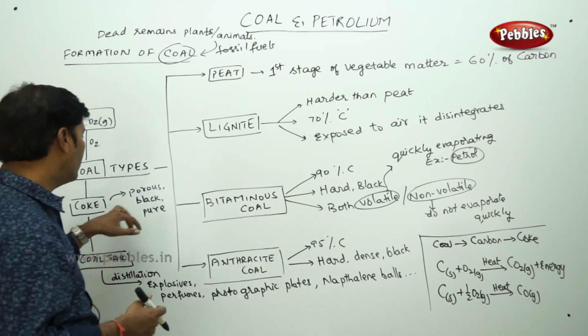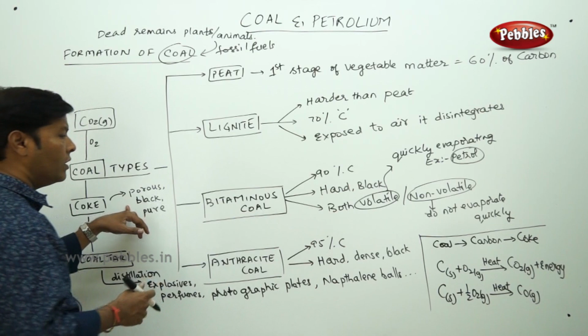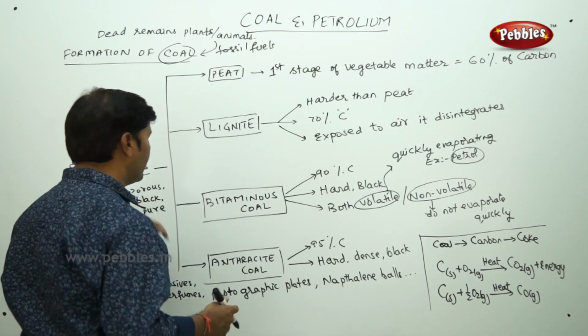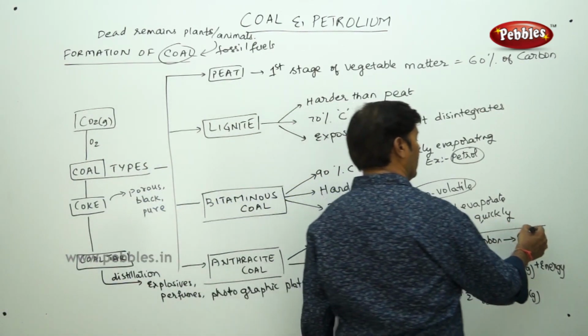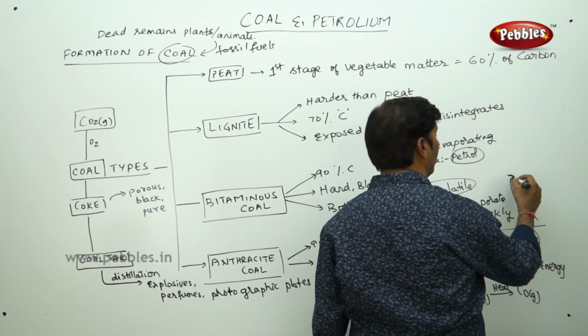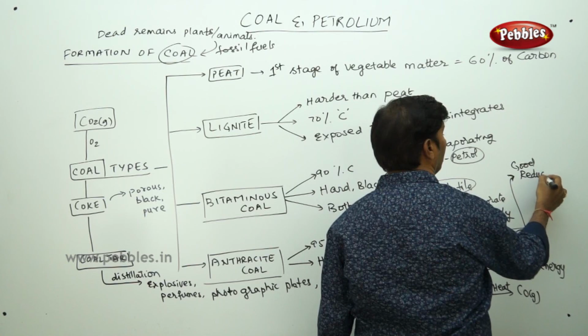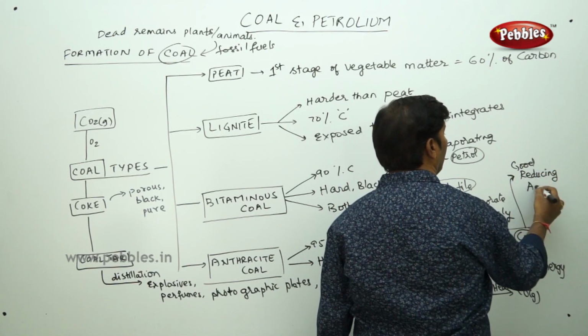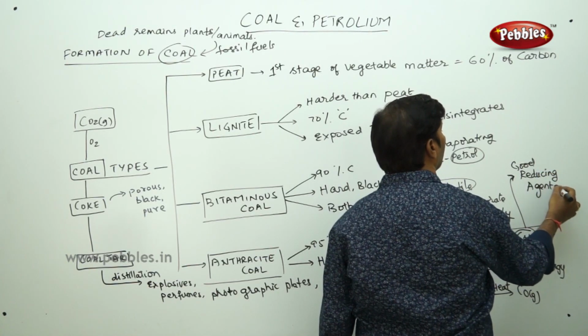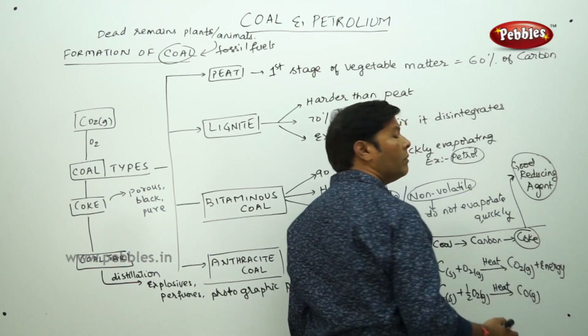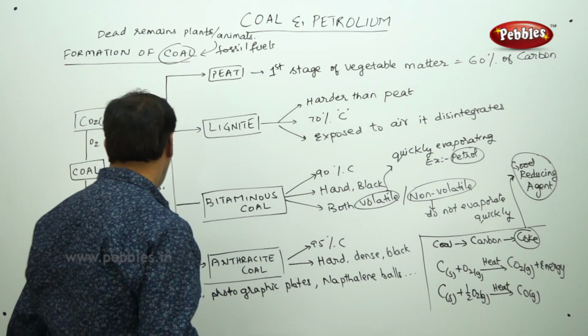So the same coal contains coke. Coke is nothing but a good reducing agent. Coke, in the form of carbon, is a very good reducing agent, and it can reduce all the metal oxides to metals.